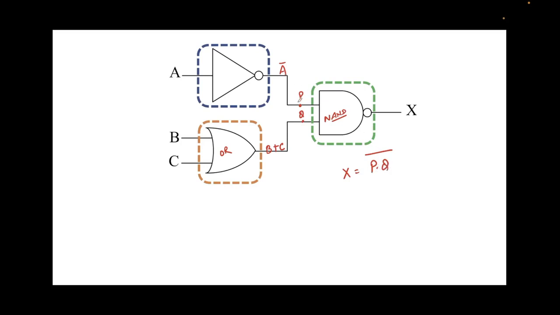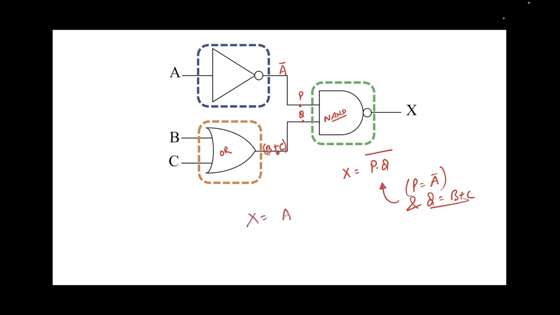Now note that P is equal to A bar. P is nothing but, this is a wire here, so P equals A bar. And look at Q. Q is nothing but the output of this OR gate, which is B plus C. So Q equals B plus C. Let's put both these values in this expression. Then X would become P.